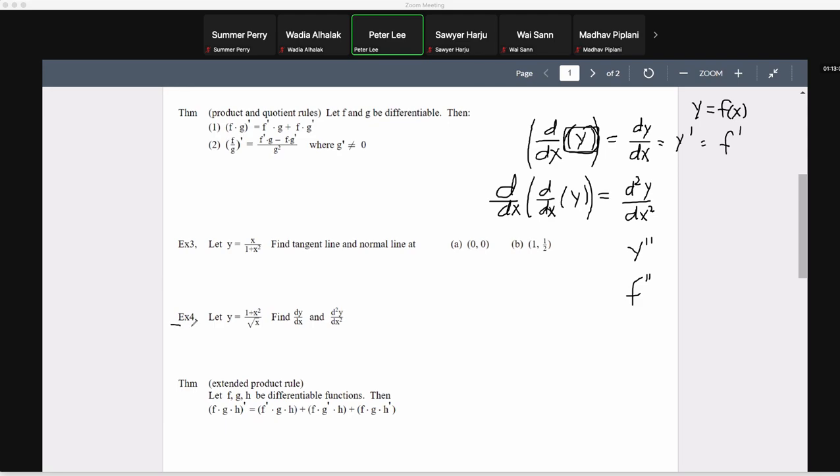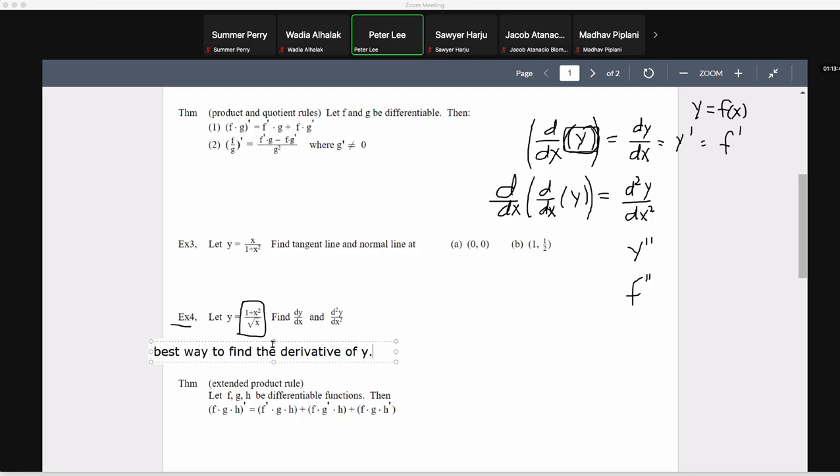Now, let's come back to example 4. We now want to take the derivative of this guy right here. What rules do you think we should apply? What do you think is a nice rule to apply? What is the best way to take the derivative here? Quotient rule? Let's see. What is the best way to find the derivative of y for this problem? This is y right here. y is 1 plus x squared over square root of x.